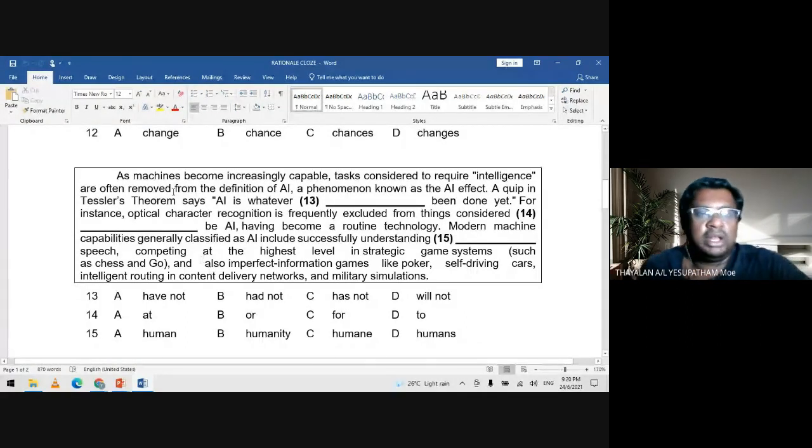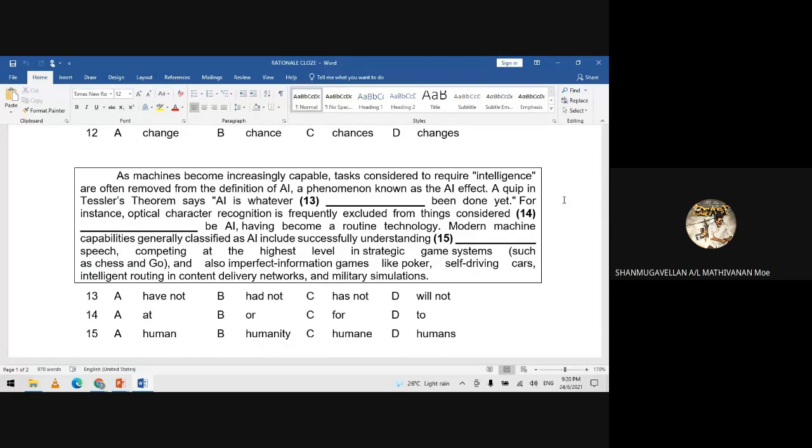Very good. Thank you, Shanmugavelan. Thank you very much. Now he has read the text. So we'll go now straight to the options. As machines become increasingly capable, tasks considered to require intelligence are often removed from the definition of AI, a phenomenon known as the AI effect. A quip in Tesler's theorem says AI is whatever, A, no. Does singular not? Yes, sir. Has not, does not. C, has not been done yet.